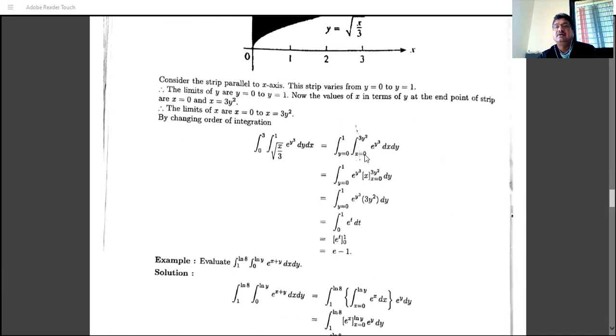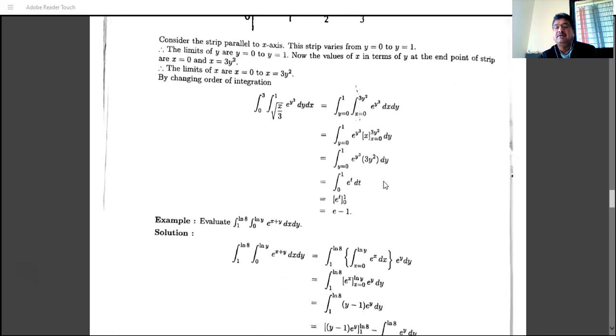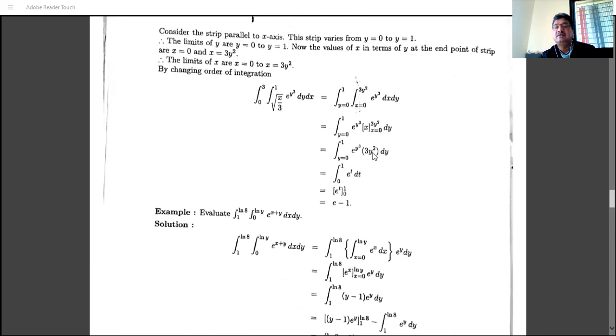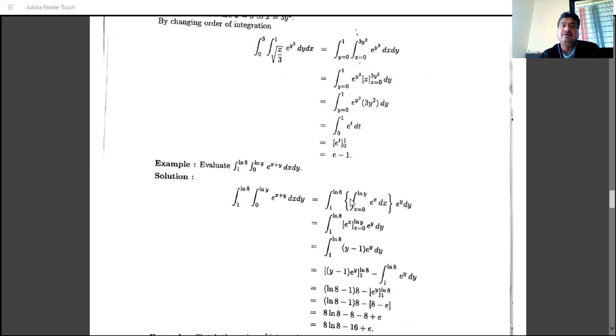The integration with respect to x: this is constant, so the integration of a constant is constant into variable, then value at upper limit minus value at lower limit. Then substitute y cube as t. If we substitute y cube as t, then 3y square dy is dt. So it is e raised to t dt, and the limits are the same, from 0 to 1. If y is 0, then t is also 0, and if y is 1, then t is also 1. Then the value at upper limit minus the value at lower limit gives this answer.